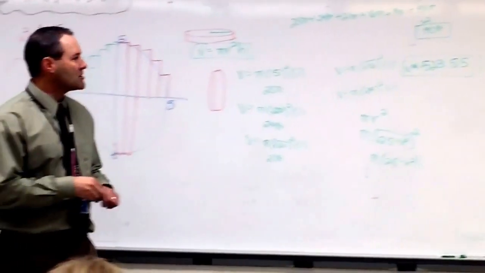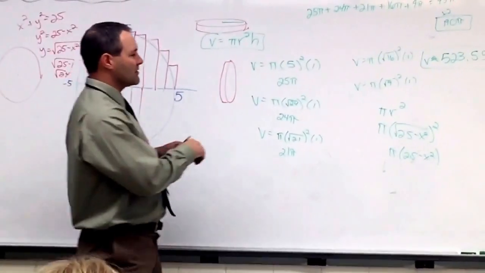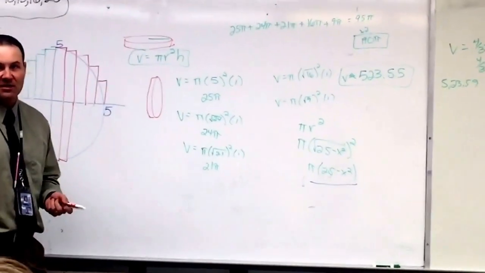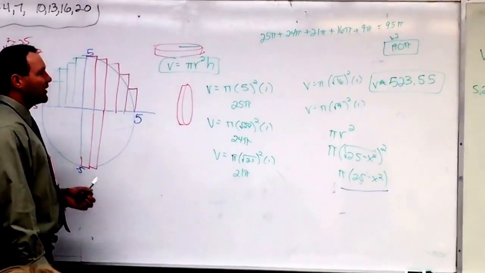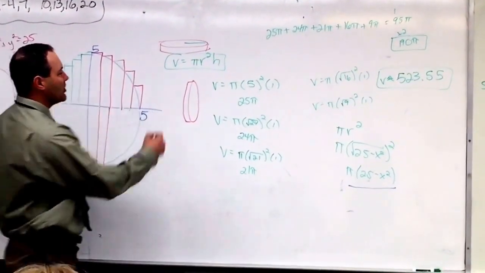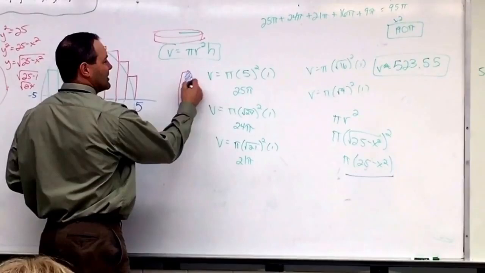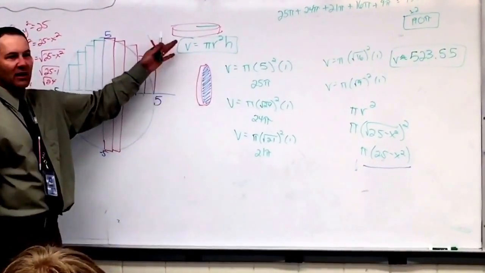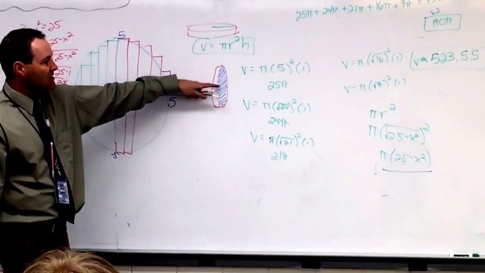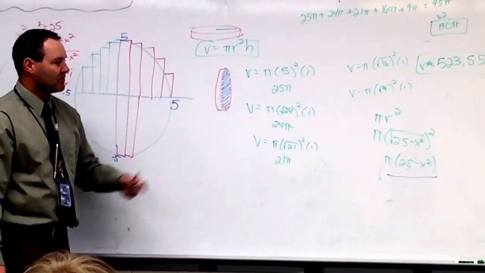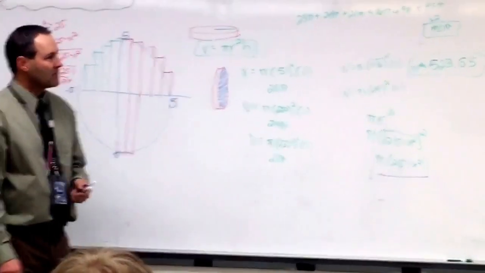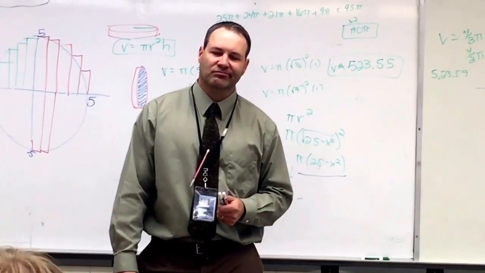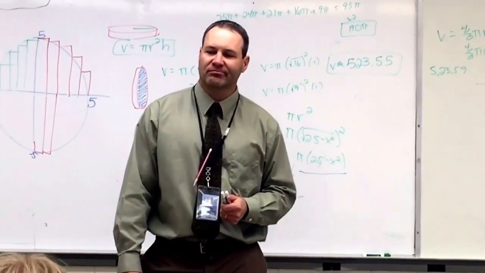Okay, so probably the most difficult part is figuring out what your equation is. When you're finding the volume of this, all you're looking for in the equation is the cross-sectional area. Don't incorporate the height of your cylinders. Just figure out what the cross-sectional area is, and that's what goes with it. I think that's it.